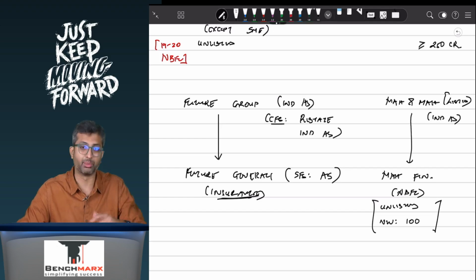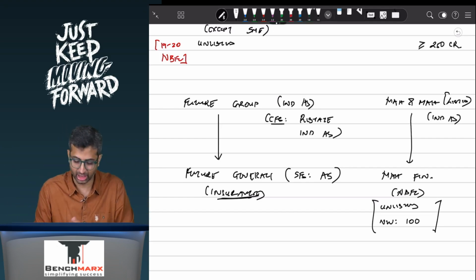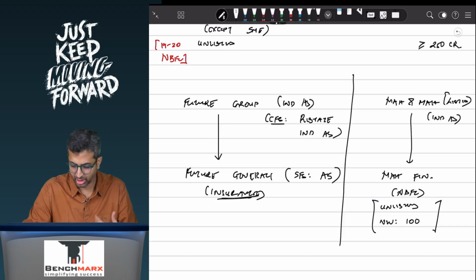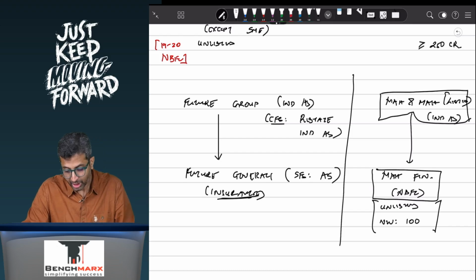As a matter of fact, Mahindra and Mahindra is listed, Mahindra Finance is also listed, but this is just for academic discussion. So over here, what do you guys think? Mahindra and Mahindra is listed, covered under Ind AS. Mahindra Finance is an NBFC. It is unlisted.